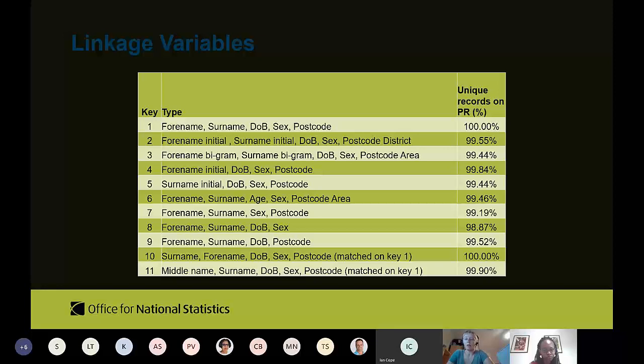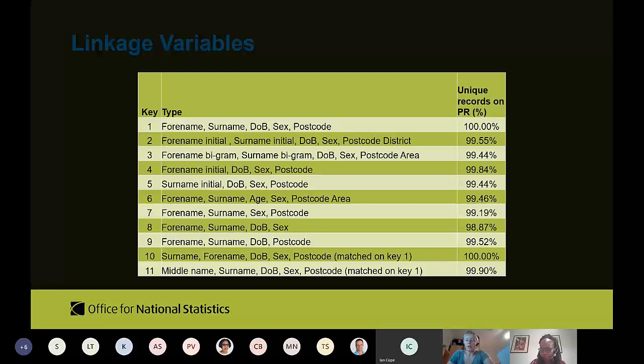So our first name, that was our first match key, and then as we go on to the second one, we take the first name initial and the surname initial. So we relax the matching rules around name and use postcode district, which is a slightly bigger area than our unit level postcodes. We then tighten up the name a bit further by using the first two letters of the forename and surname, but relax the condition for the area. So we use the postcode area, which is an even bigger area than a postcode district.